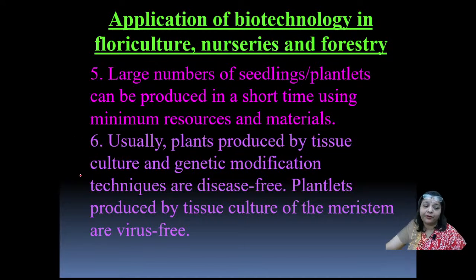Usually, plants produced by tissue culture and genetic modification techniques actually are disease-free plantlets. Now, these plants are actually developed by tissue culture of meristems. We have learned meristems, isn't it? The apical meristem, the intercalary meristem, and the lateral meristem. If we are going to produce the plantlets from the meristems, then these plants will be even virus-free plants. So even viral diseases will not occur in these plants.